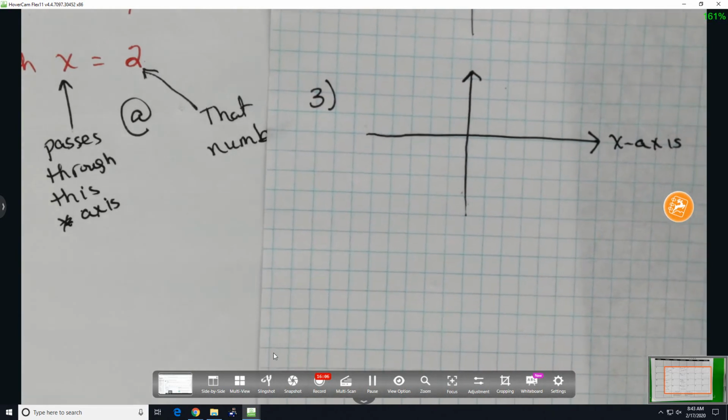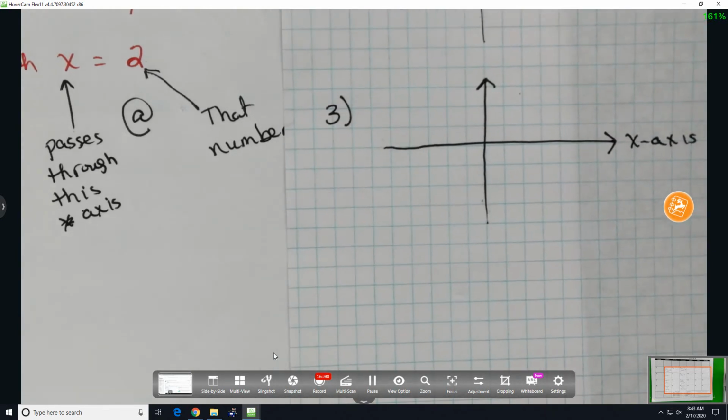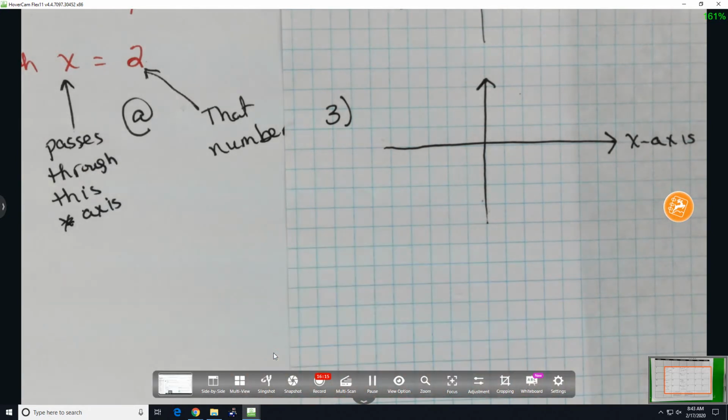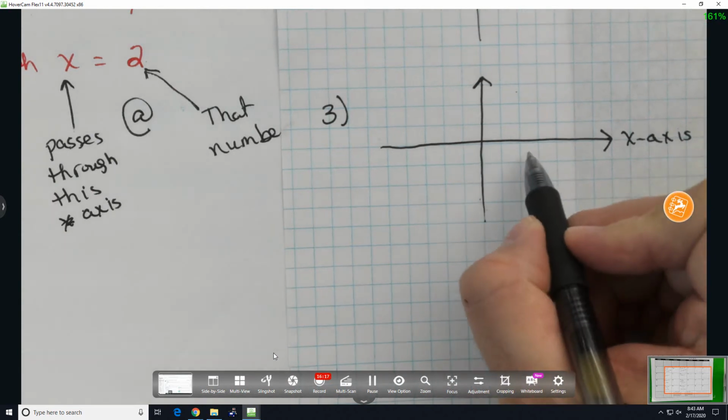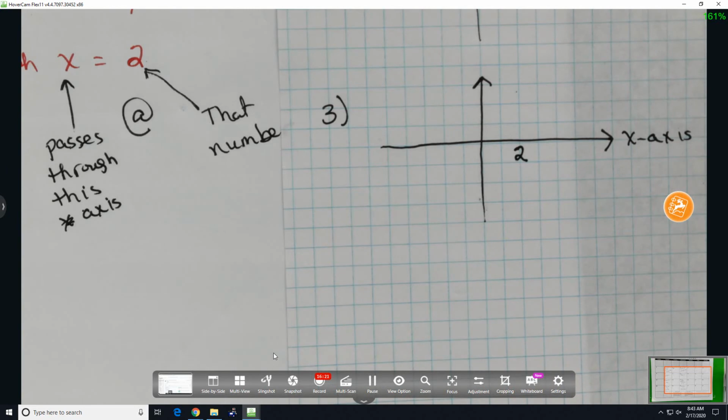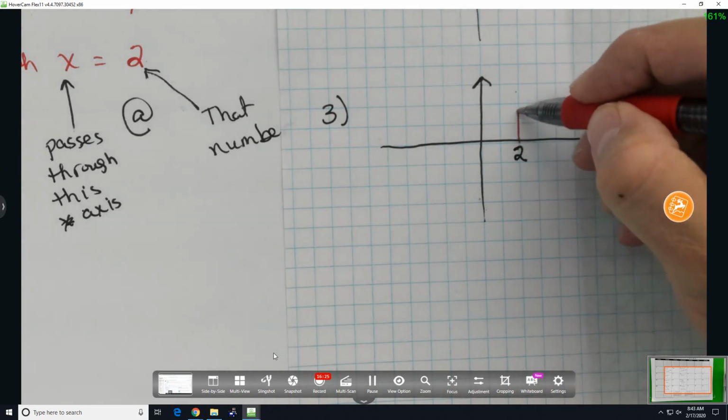Okay, I'm graphing x equals 2. What sort of line passes through the x-axis at 2? I'm going to find the number 2 on the x-axis, right there. What sort of line would be passing through that? It's got to be a vertical line.